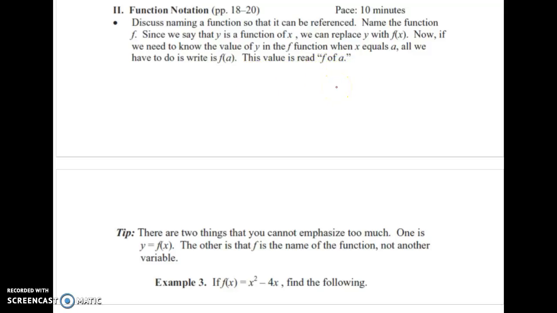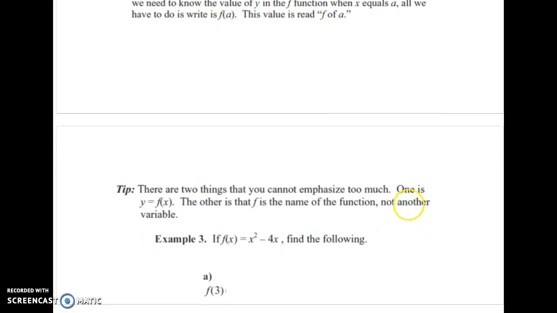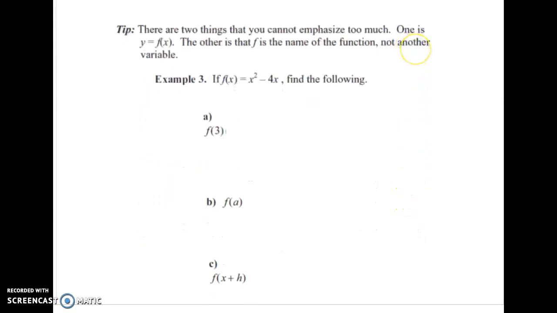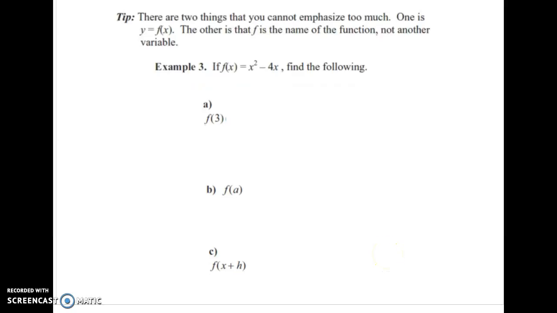Now, we're not just going to be using f in terms of identifying functions. Plainly, it's just a letter we use to differentiate. We use it a lot, but sometimes we'll use g, sometimes we'll use h. So let's go ahead and take a look. I do have a tip to reference. And this tip here says that there are two things that you cannot emphasize too much. One is y equals f of x. The other is that f is the name of the function, not another variable. So that's important. So we're actually using f of x to replace y.